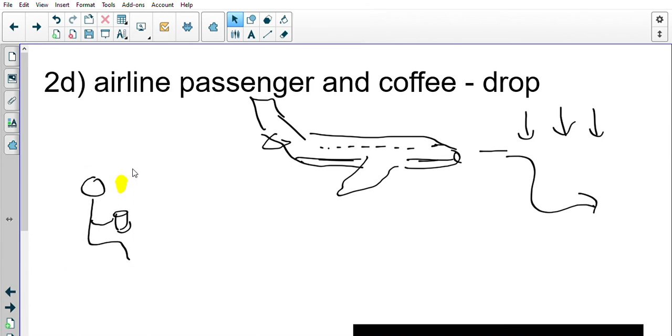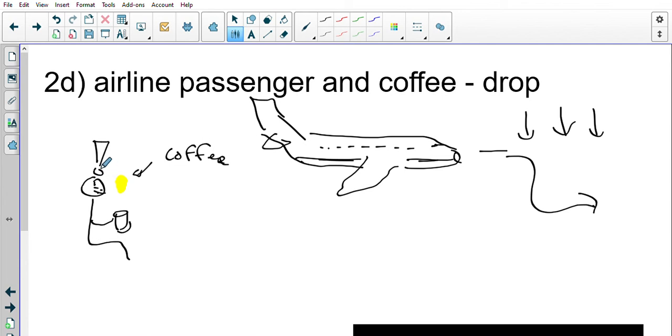Their coffee has remained. It wasn't connected with the passenger, with the seat. And so the coffee goes flying up and gets into the face of this person. They're not very happy because now this coffee's hit them in their face.